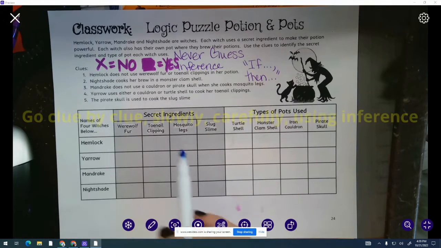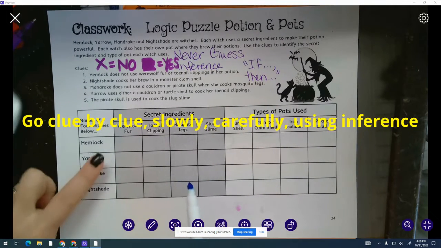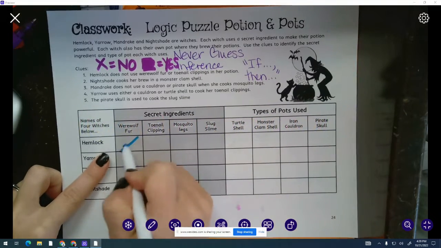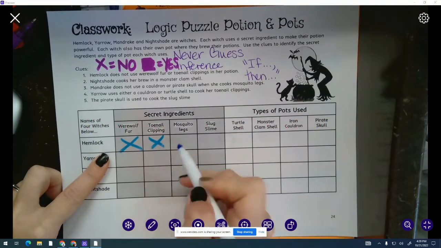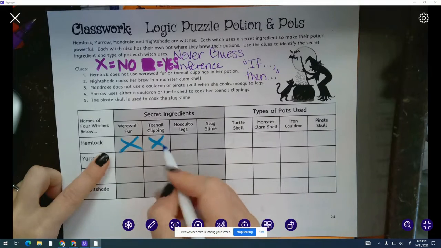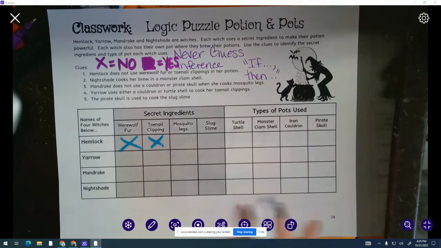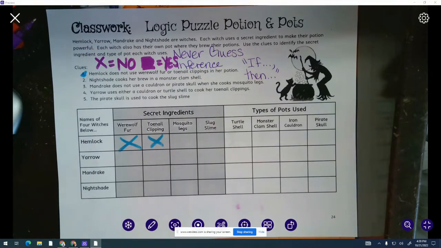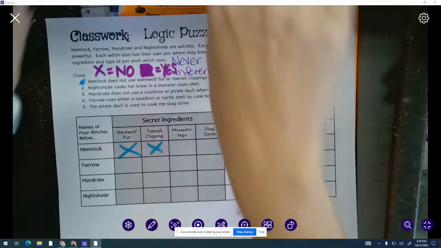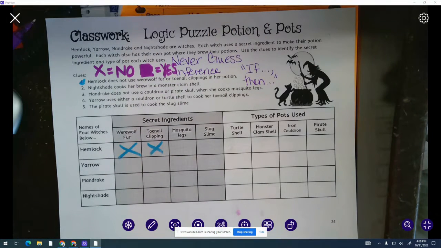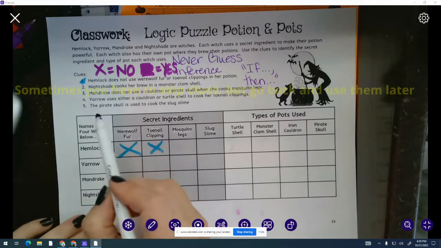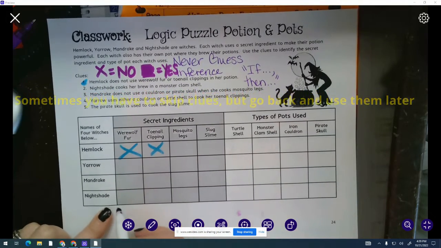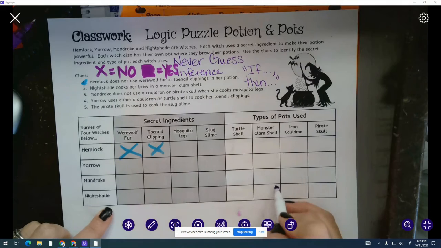Clue number 1. Hemlock does not use werewolf fur or toenail clippings in her potion. Nice, direct, to the point. Nightshade cooks her brew in a monster clamshell.